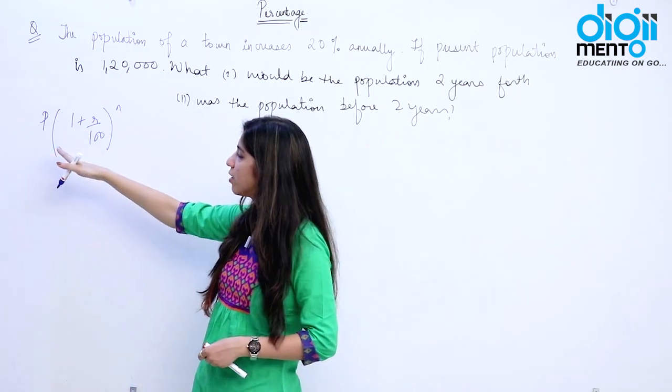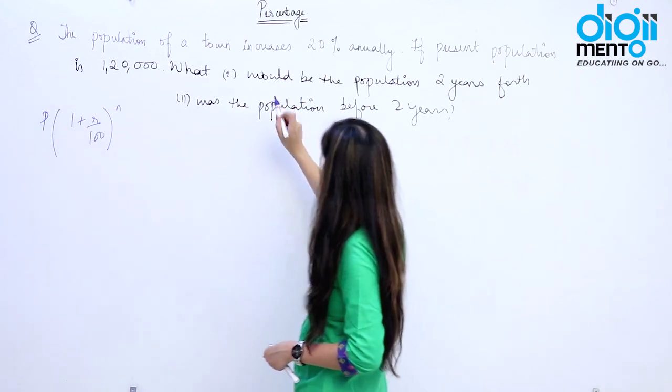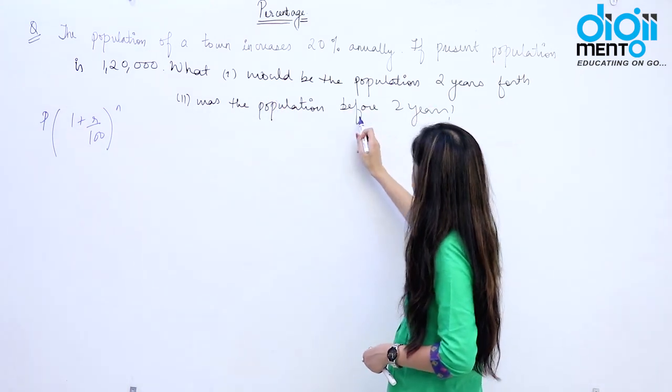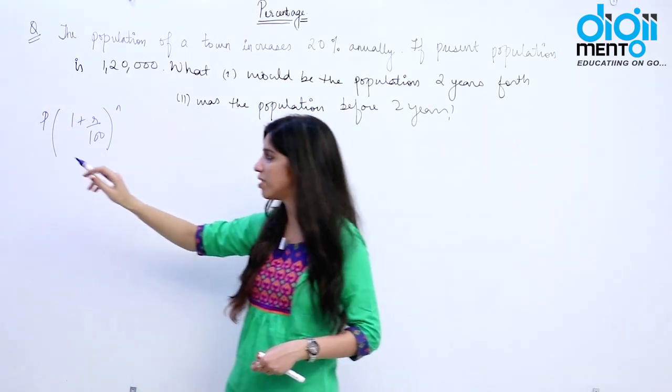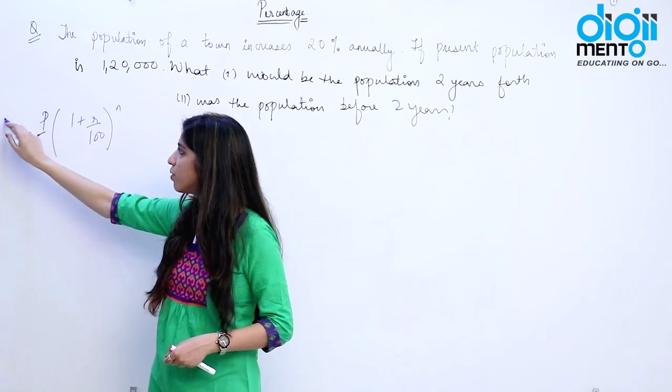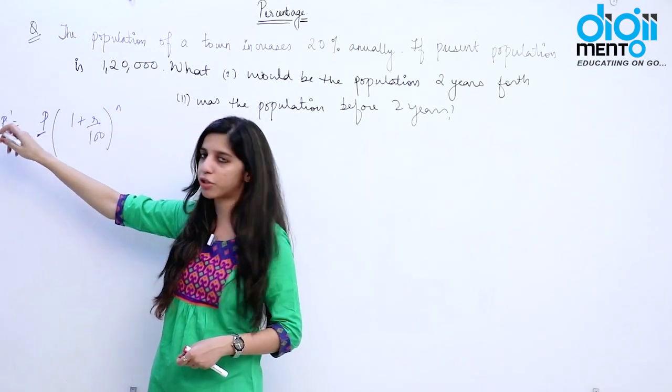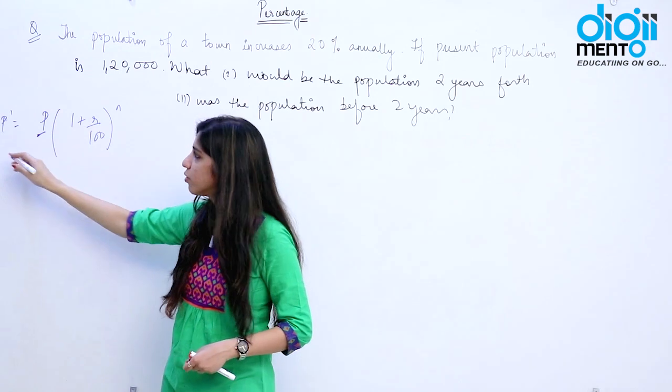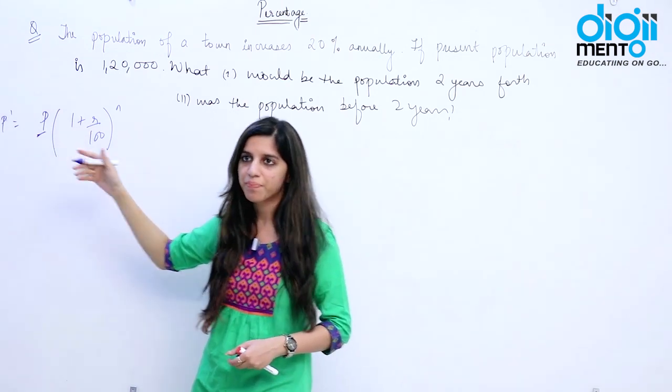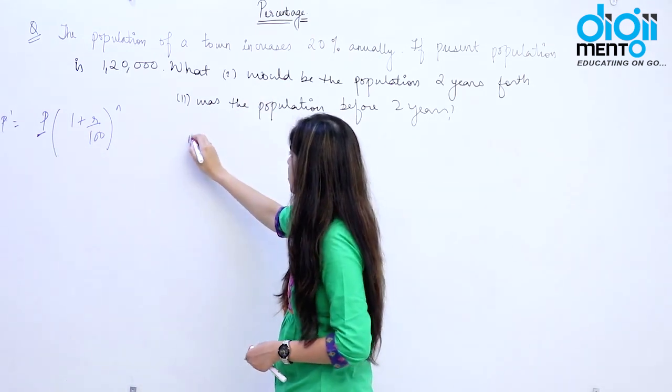And suppose they're asking you what was the population before 2 years. Before 2 years means this present population is being given. So before 2 years, to calculate this, you need to divide with this factor. Okay, let us look at this with this example.